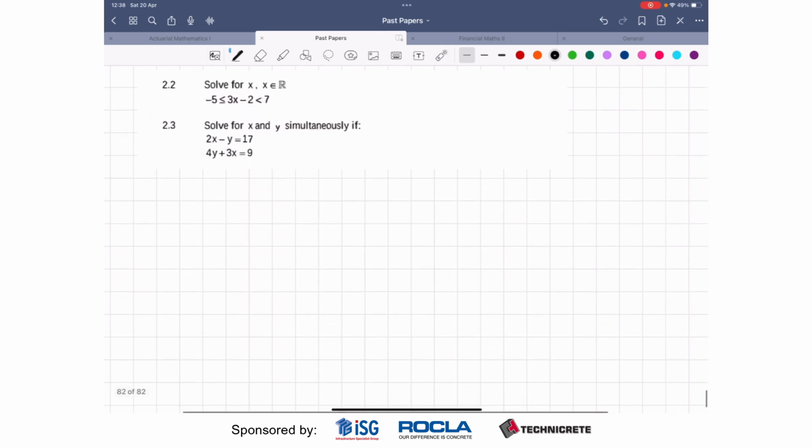And then 2.2, we're given this inequality.